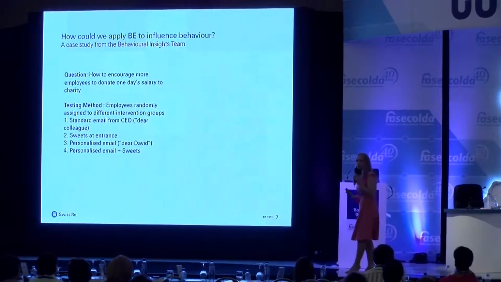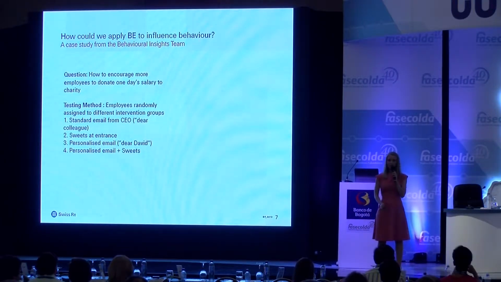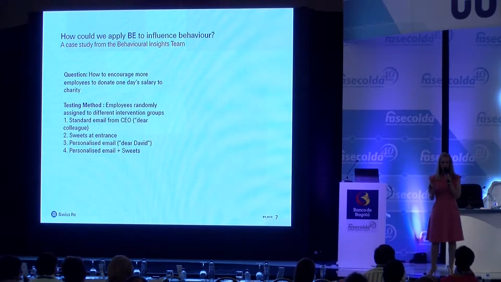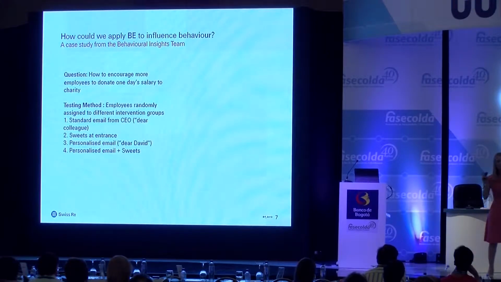So the first group of employees, which was also called the control group, went to work and they got the same kind of standard approach that you would generally see in the corporation. So they received an email from the CEO and it said, "Dear colleague, it's very important that we think of charity. Would you please consider donating 1 day of your salary to this charity?" Okay. The second group, when they came into work, they received a small bag of candy. And that was the only difference of what happened to them versus the other group. The third group didn't get the candy, but what they got was a personalized email. So instead of the generic, "Dear colleague, it's important to donate to charity," it actually said, "Dear David," or "Dear John," whatever. And it was a much more personal email that was seemingly written to them from the CEO. And the last group received a combination of both the sweets and the personal touch.